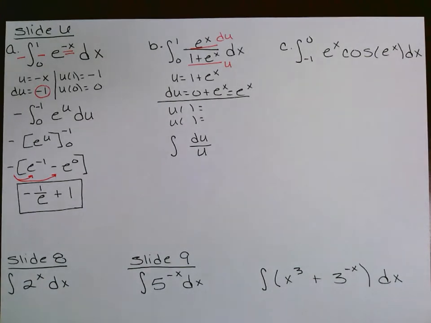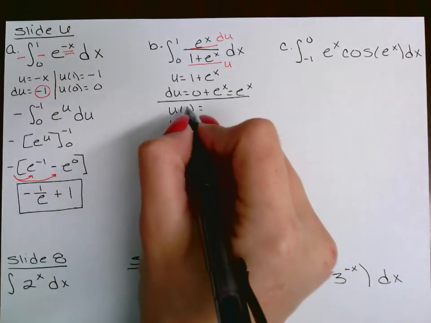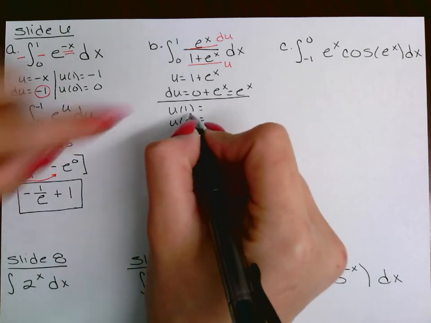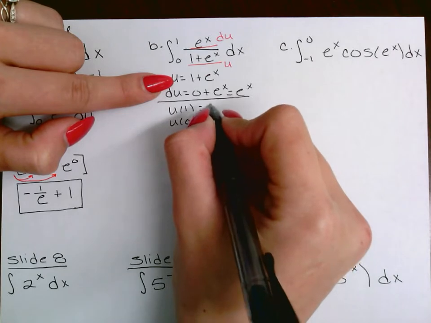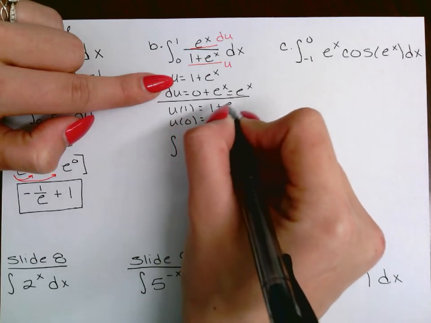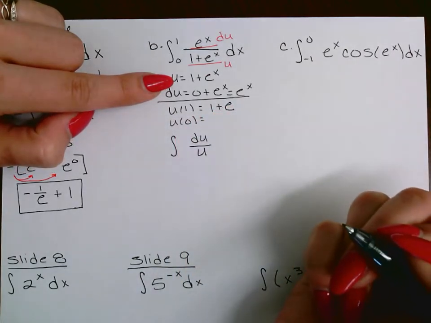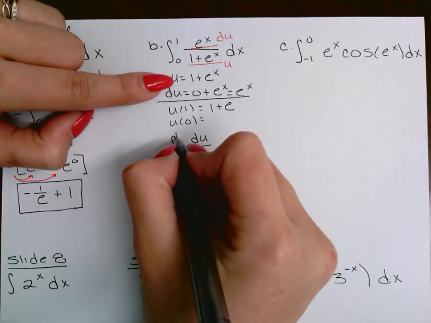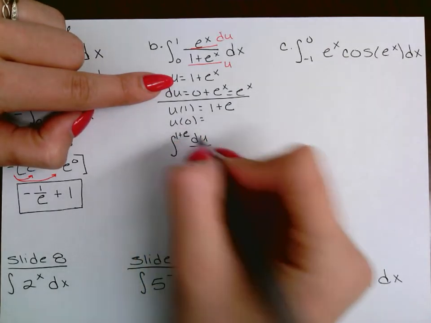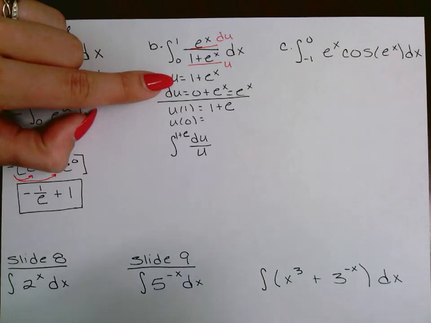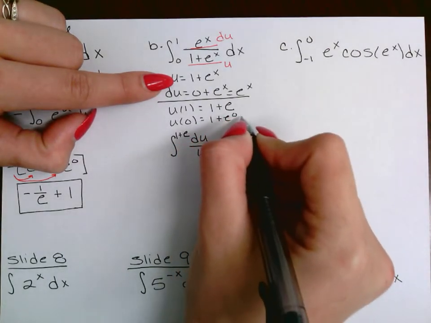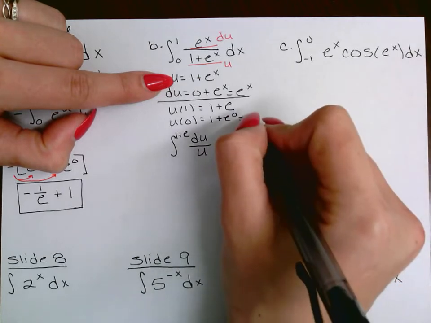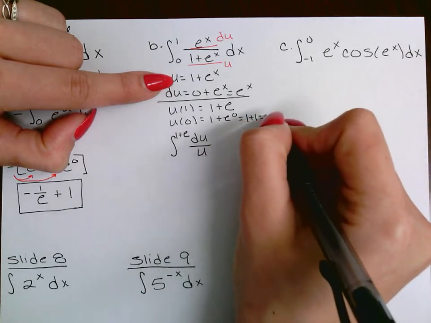All right, so now I'm going to find my new a and b. So I'm going to find u at 1. So if I plug 1 into here, don't be afraid of this, but it's literally 1 plus e to the first, which is just e. Okay, so that could be my new top limit. And then if I plug 0 in, I have 1 plus e to the 0. What is e to the 0? 1. So 1 plus 1 is 2.